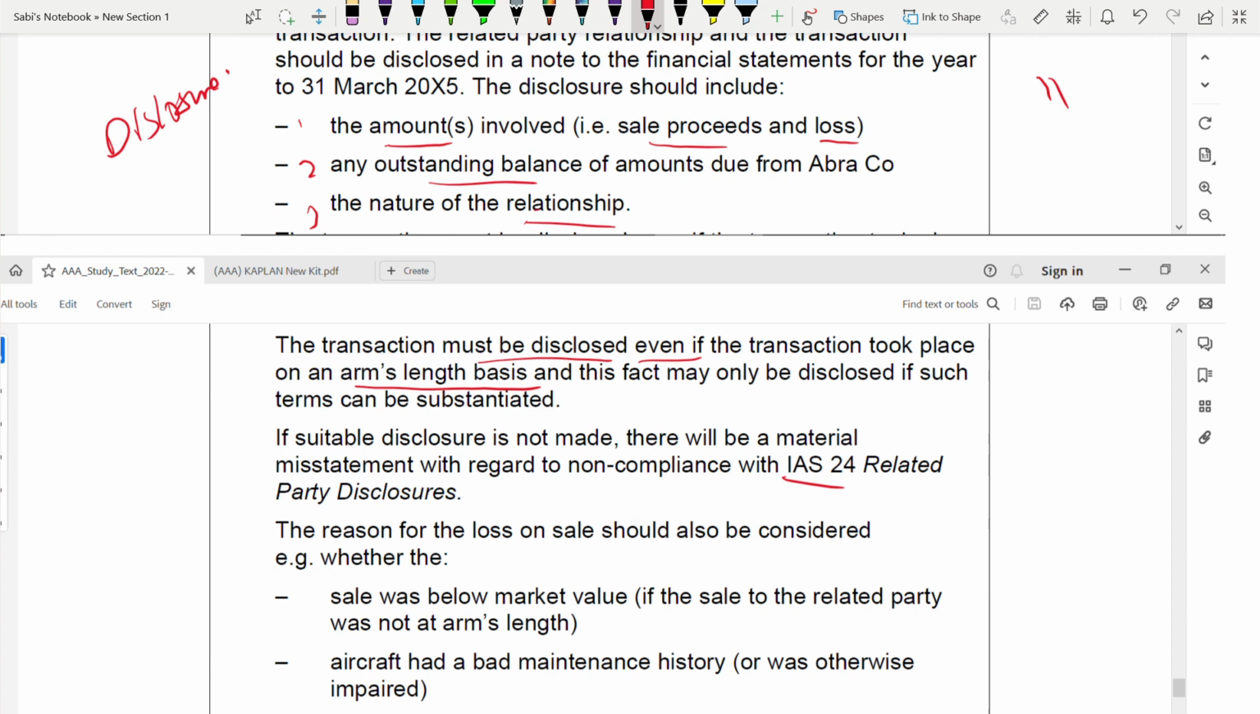But what happens in a related party, you might charge prices very high or very low. That is not at fair value, that is not at an arm's length basis. Most of the time related parties are like that. But even if, let's say, we assume they are at arm's length basis, still you need to disclose. Why?